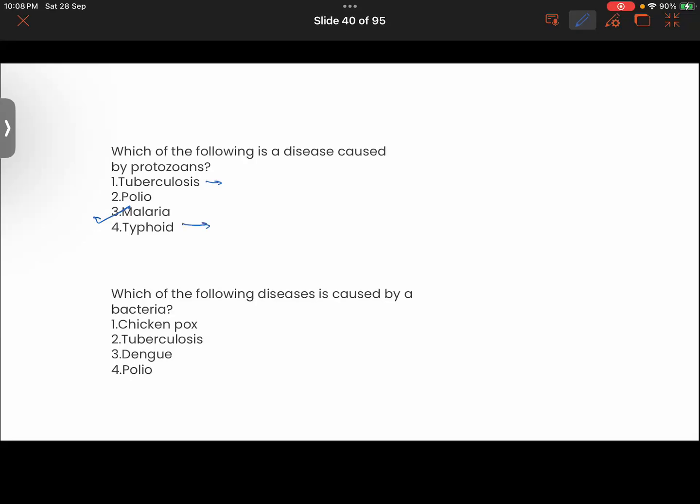The name of the organism that causes typhoid is Salmonella typhi. For tuberculosis it is Mycobacterium tuberculosis. For polio, we know it's simply the polio virus. For malaria, it's the plasmodium. And for typhoid, it is Salmonella typhi, and this is also a bacteria. Keep that in mind. Which of the following diseases is caused by a bacteria out of these? Tuberculosis. Exactly.